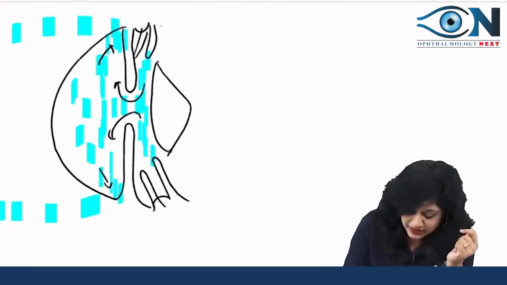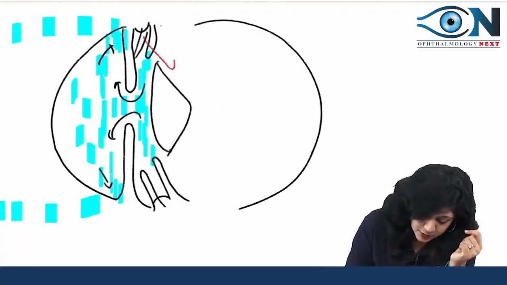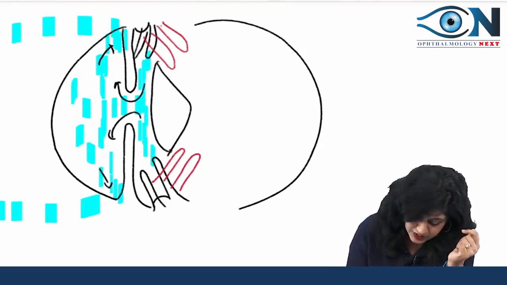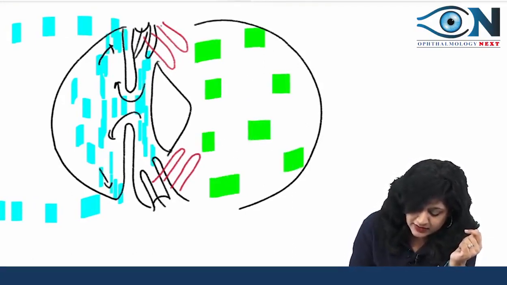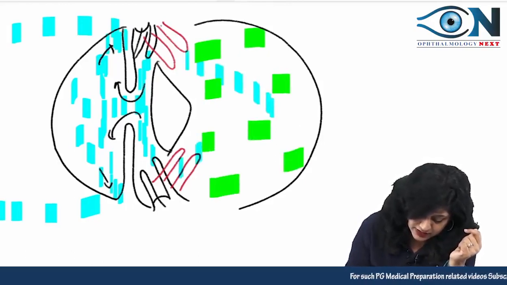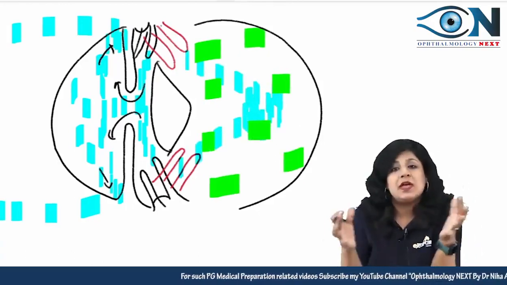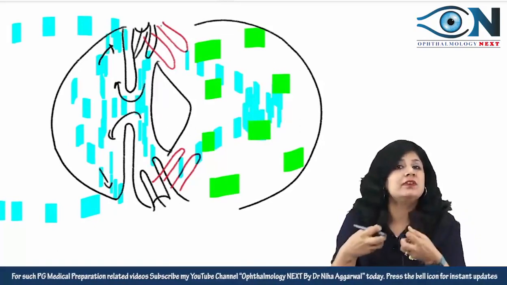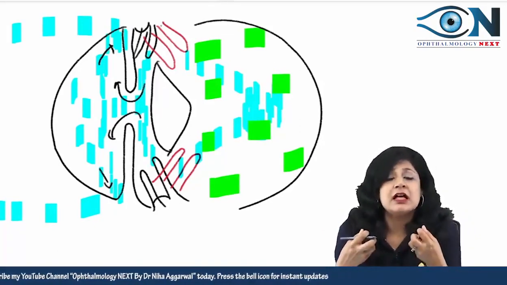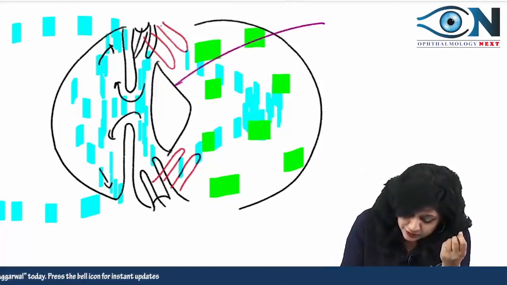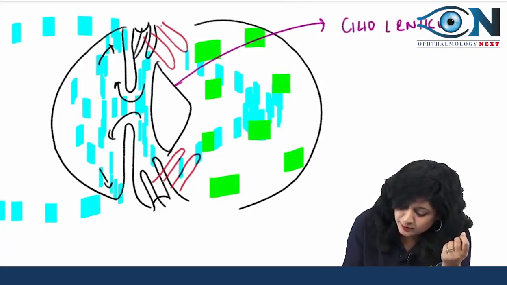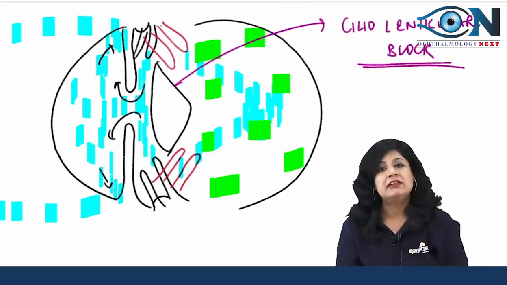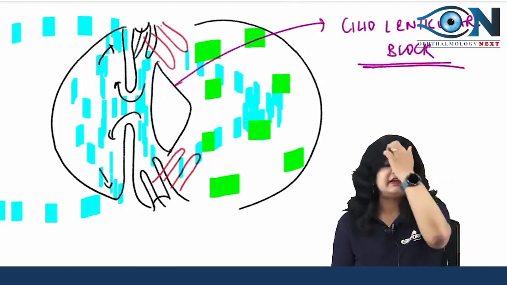Now, if there is a misdirection of the ciliary processes, suppose they are directed posteriorly, where you have the vitreous gel. Instead of going anteriorly, the aqueous humor now comes posteriorly into the vitreous cavity, where it is blocked within the vitreous gel. That is why it is called malignant glaucoma, and there is formation of a cilio-lenticular block. That is why it is also called ciliary block glaucoma. So aqueous humor is collecting in the vitreous.